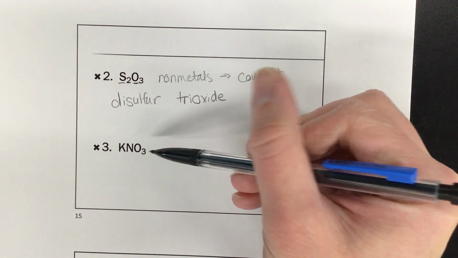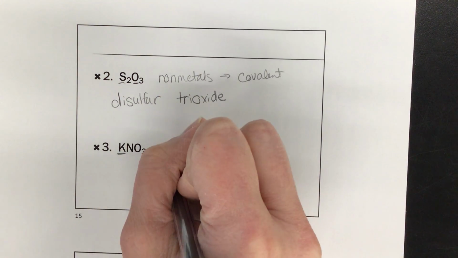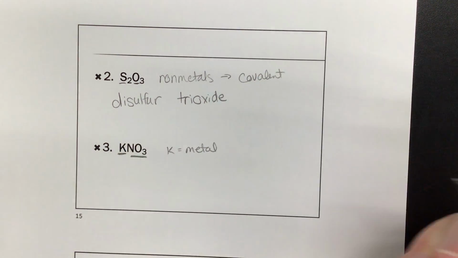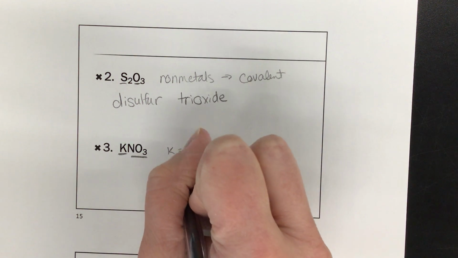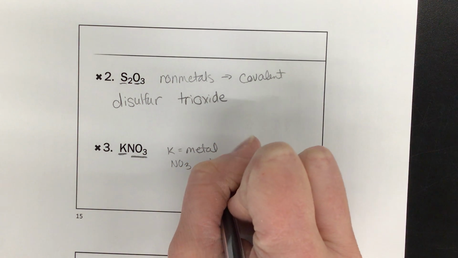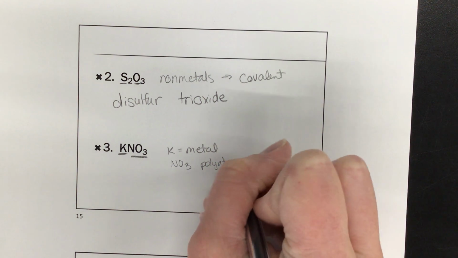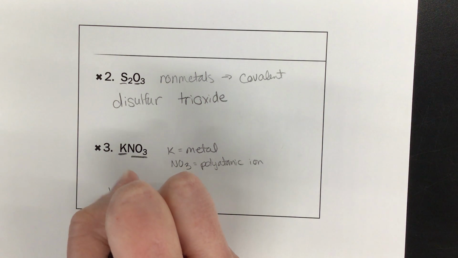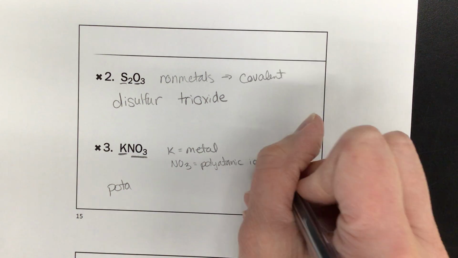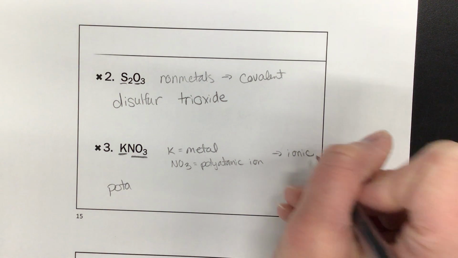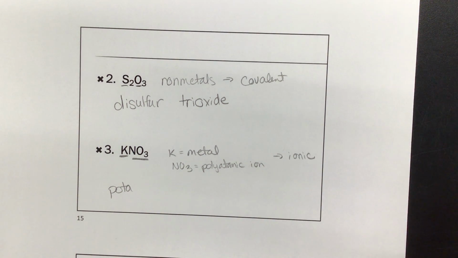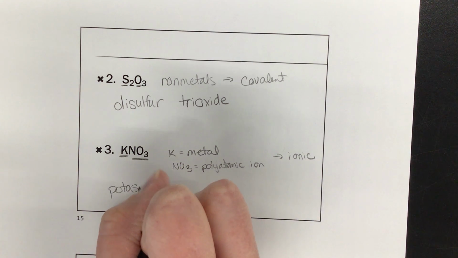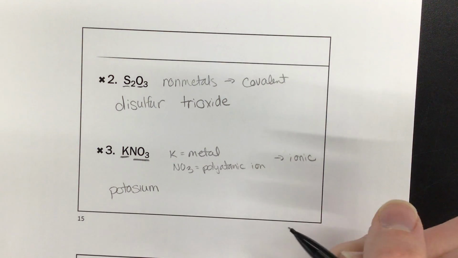All right, KNO3. See this K? K is a metal. But I also have another surprise there. See that NO3? I have a polyatomic ion too. So I'm going to start off with the K. K is potassium. Oh, sorry, that means I'm using my ionic rules. I said it in my head, but I didn't say it with my mouth. So I'm going to use my ionic bonding rules. So the first thing we're going to do is name this potassium. That's spelled wrong, you don't care.